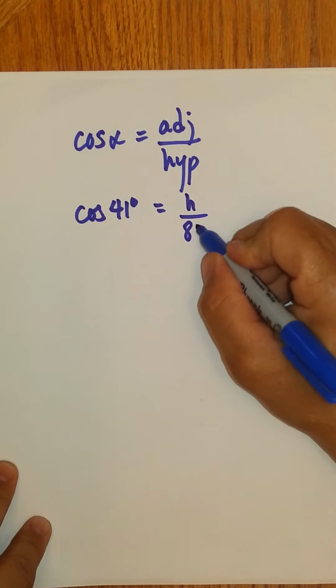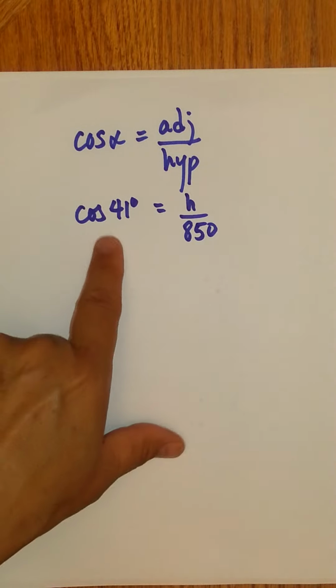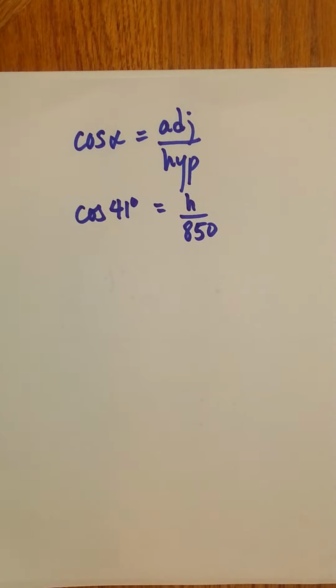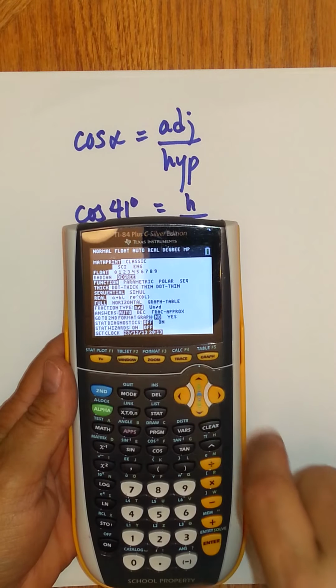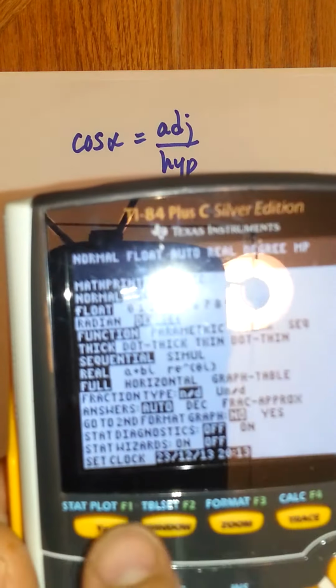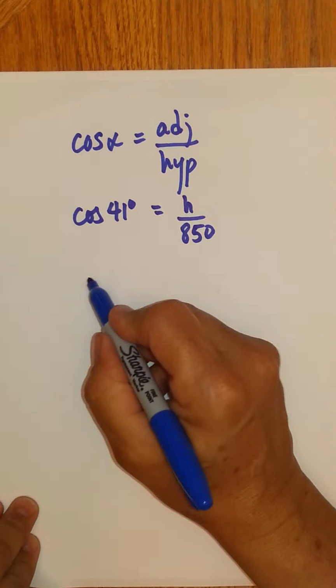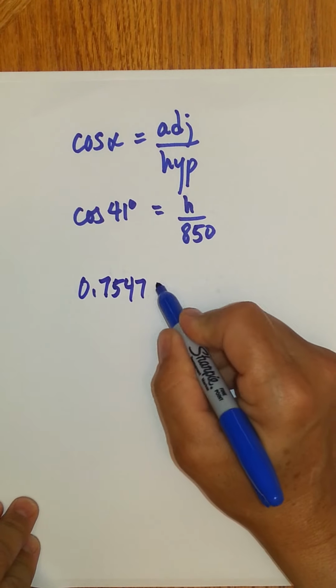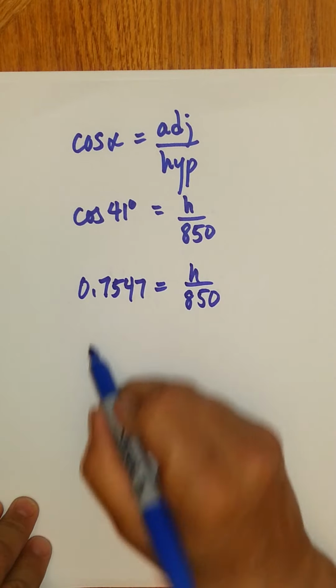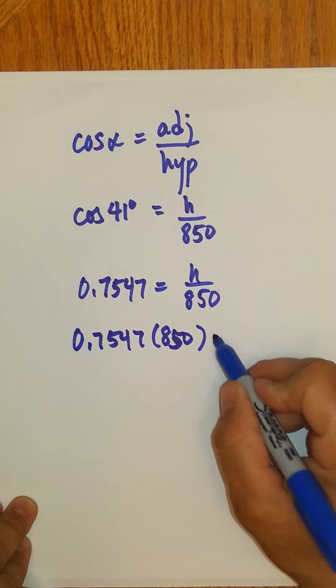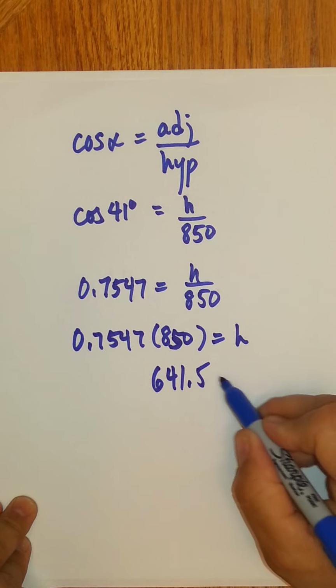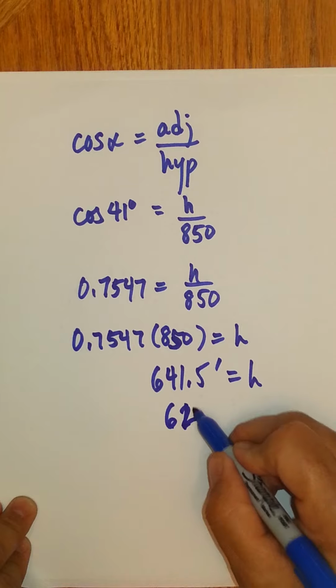So h over 850. Now, all I need to do is put cosine of 41 degrees in my calculator, and be careful that you're in degree mode. Let me just show you where that is, by the way. If you go to mode, I don't know how well you can see this. You have radian or degree. You want to be in degree mode, okay? So you access this screen by pressing mode. So put in cosine of 41 degrees. You'll get 0.7547 is h over 850. And, of course, then just multiply both sides by 850. And you get 641.5 feet. So we're just going to say about 642.